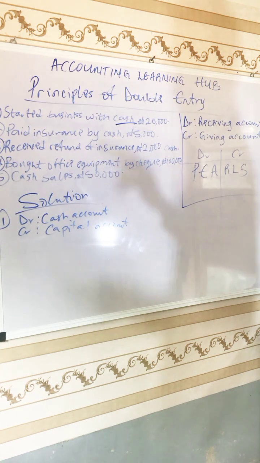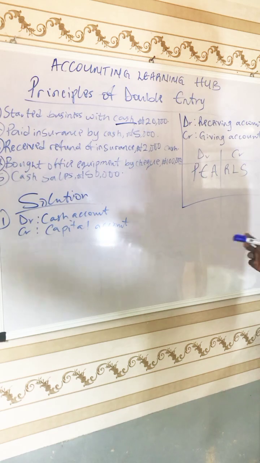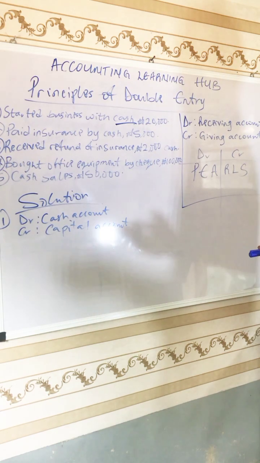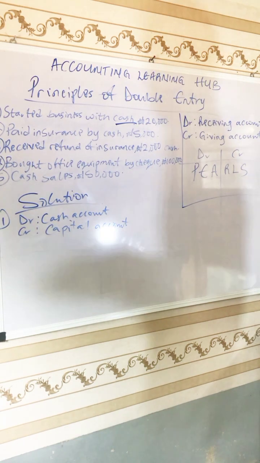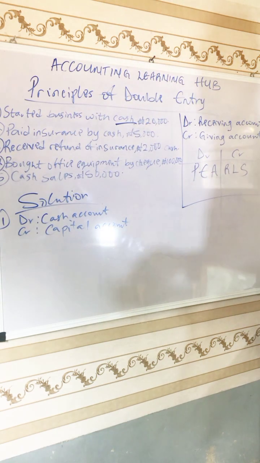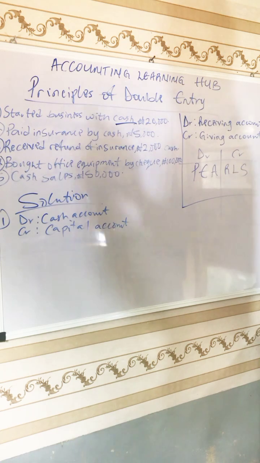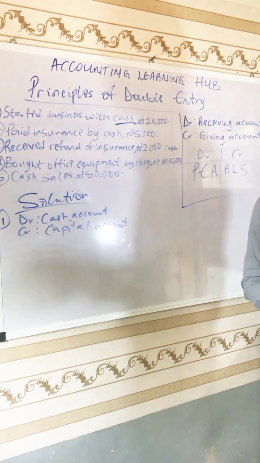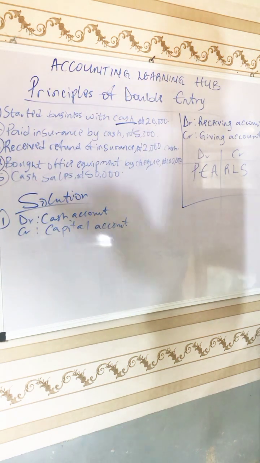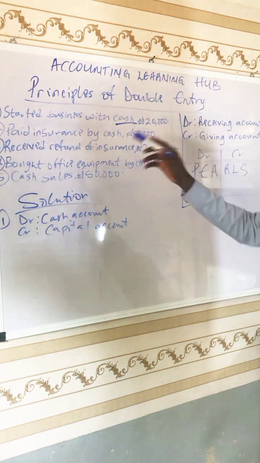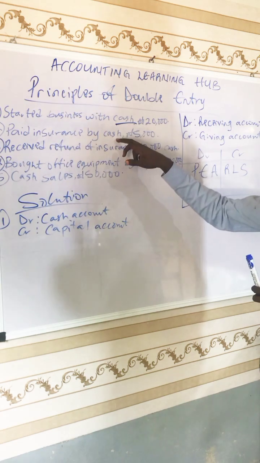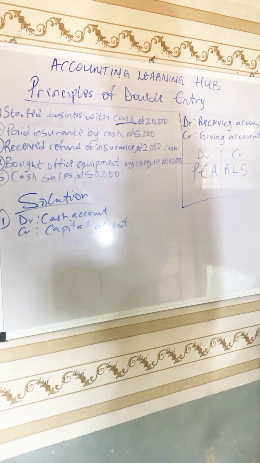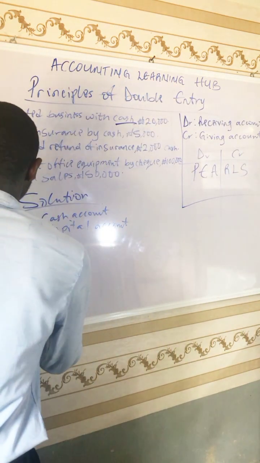So the other question on the board: paid insurance by cash, 5,000 naira. There's an expense, and the expense is insurance, and it is settled by cash. So we know that the transaction is by cash and it is an expense. The next thing is to identify the accounts that are involved. We have insurance account, and since it is settled by cash, we have cash account. So question 2.